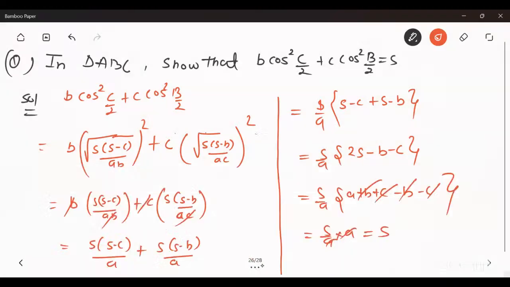So student, generally that question was printed wrong. Here it will be only cos B cos C by 2 plus C cos B by 2. So you will get the answer B cos C by 2 plus C cos B by 2. That was your question, okay? Not square.